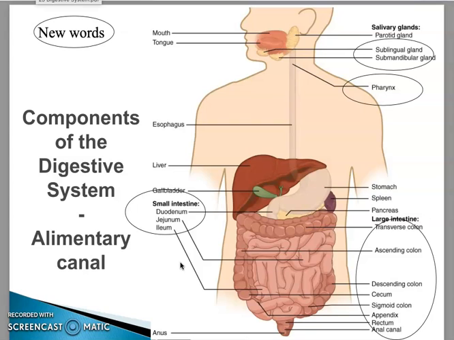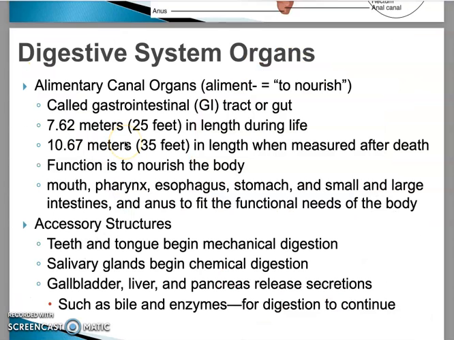So I'll go into more detail about that in the next slides, but this is a good visual depiction of our entire digestive system. So the digestive system here again is referred to as the alimentary canal. Aliment means to nourish. So remember, the food we digest, the food we are eating, is used to nourish our body. Our body will convert that food into usable energy. So this system is very useful for nourishing our body. This is also referred to as the gastrointestinal tract or the GI tract. Again, the primary function is to nourish the body.